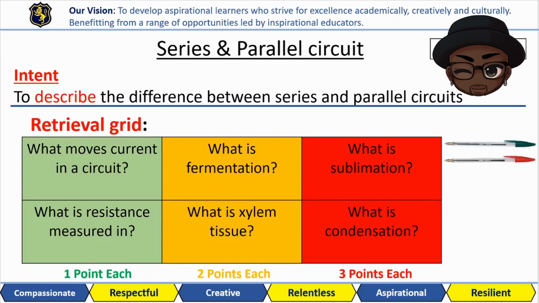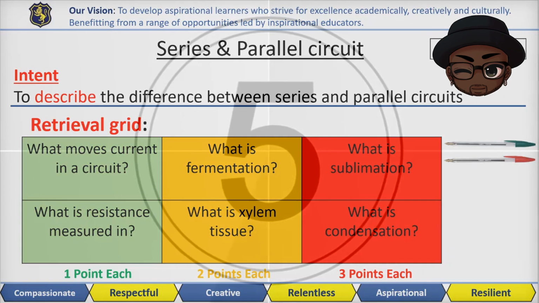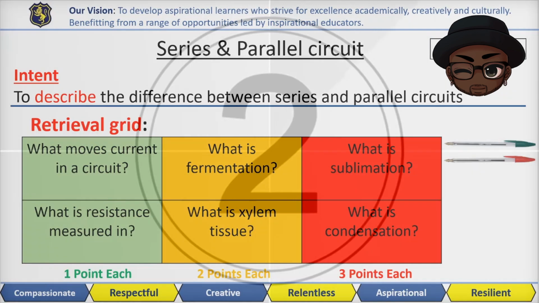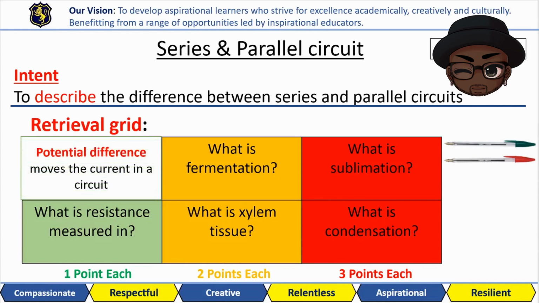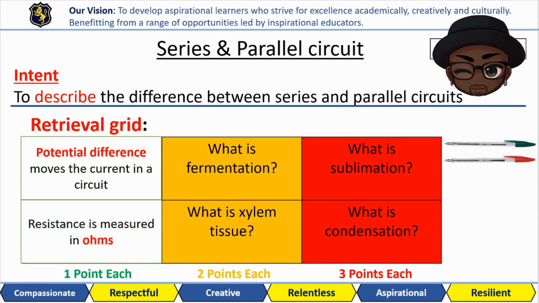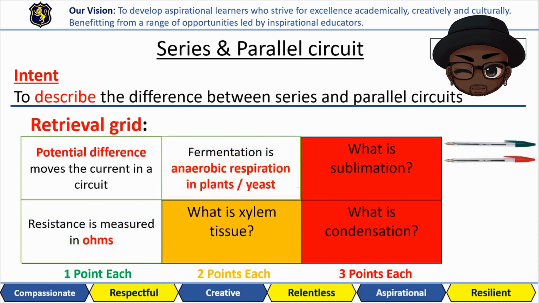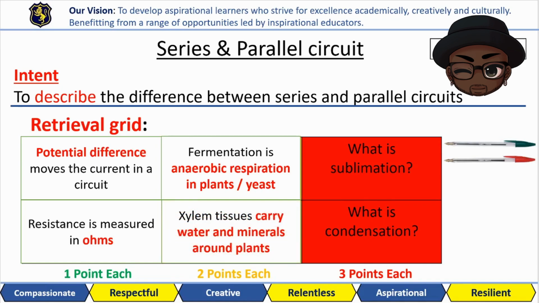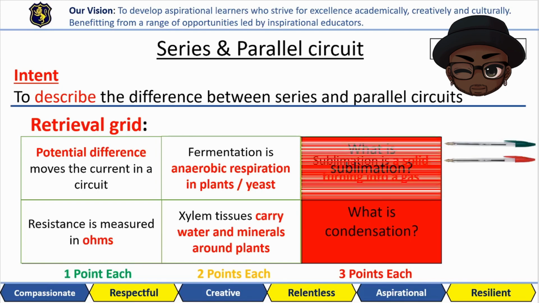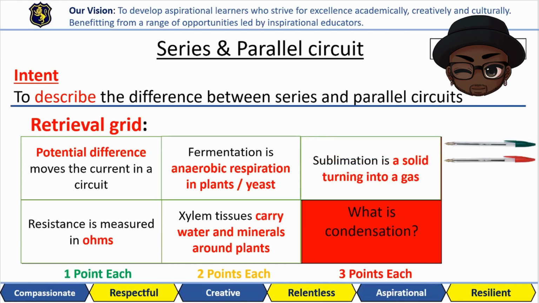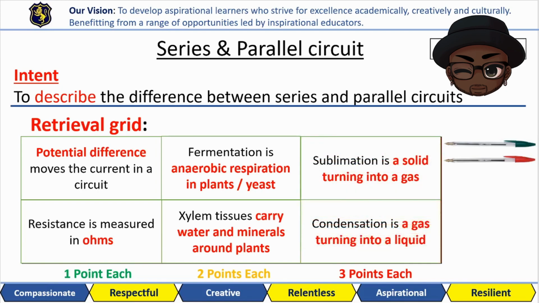Here are the retrieval questions for this lesson. You know what to do. The potential difference moves the current in a circuit. Resistance is measured in ohms. Fermentation is anaerobic respiration in plants and yeast. Xylem tissues carry water and minerals around the plant. Sublimation is a solid turning into a gas. Condensation is a gas turning into a liquid.